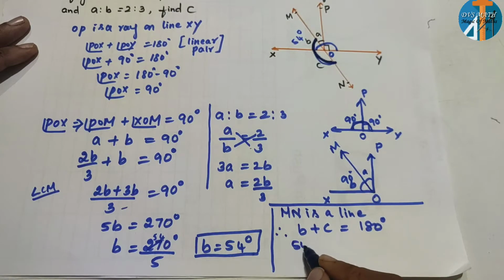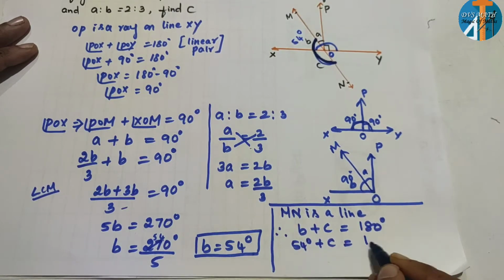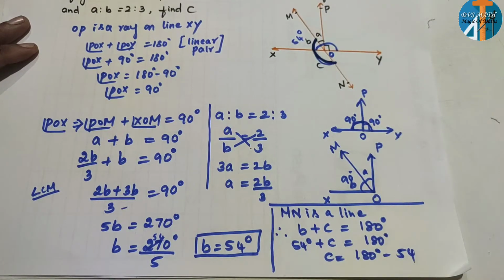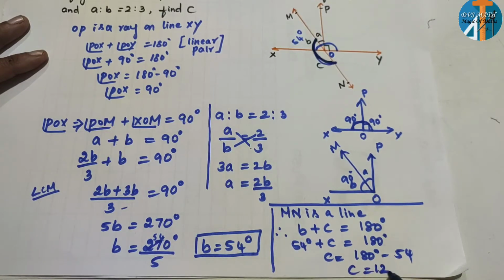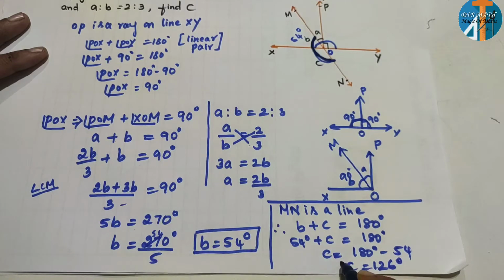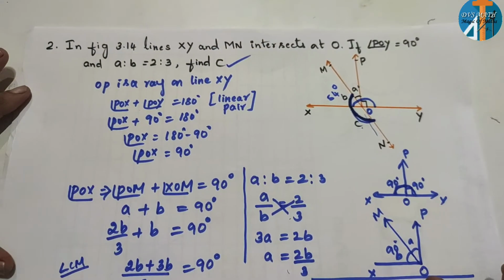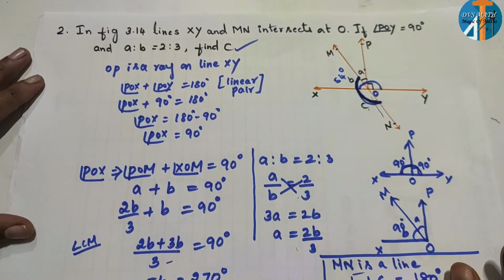What we got? 54 degrees plus C is equal to 180 degrees. C is equal to 180 degrees minus 54. How much will you get? 180 minus 54. So C is equal to 126 degrees. So C is equal to 126 degrees. This is about question number 2 in exercise 3.1.